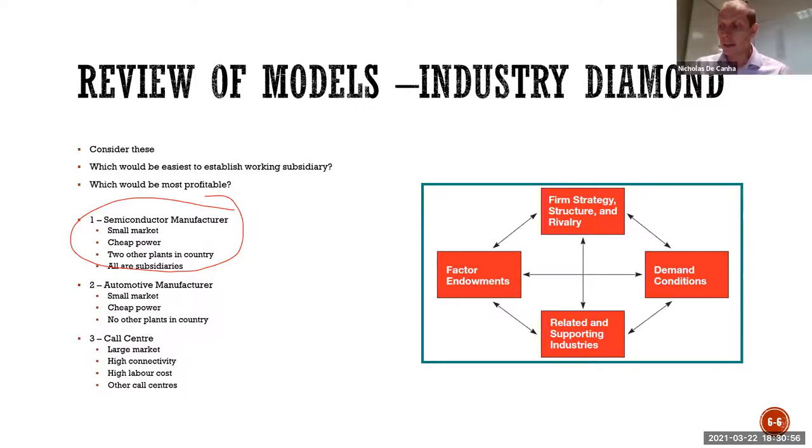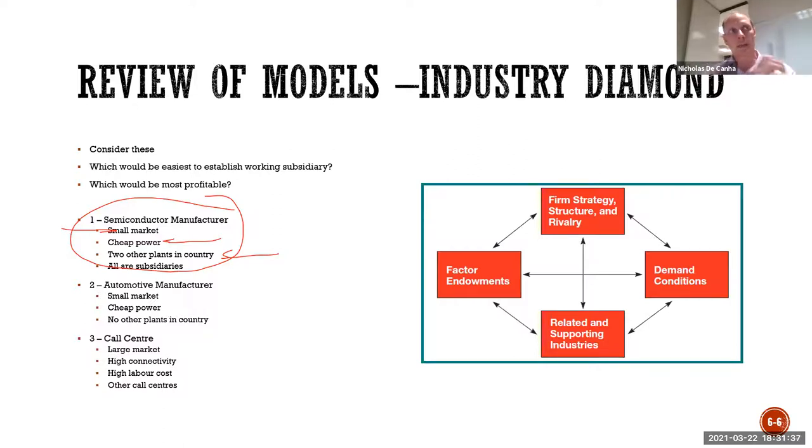You go, there are some plants in the country, so you probably have some degree of supplier base. You do have some sort of factor endowment, which is positive. A detractor is the small market. But given the highly tradable nature of semiconductors, it's not really the case that you need to sell it where you are. Shipping is pretty efficient on semiconductors. So here you would say maybe this is a reasonable difficulty country to go into.